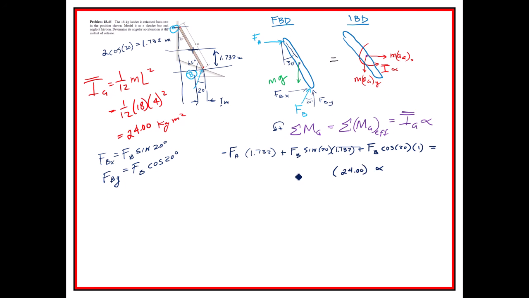Right? Well, we also have 2 other equations that we could deal with. We could have the sum of the forces in the x direction, it's mass times acceleration in the x direction. So we're going to have FA plus FB times the sine of 20 is going to be equal to the mass, which is 18, times the acceleration in the x direction.